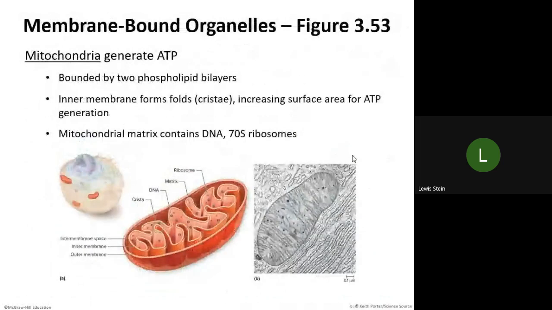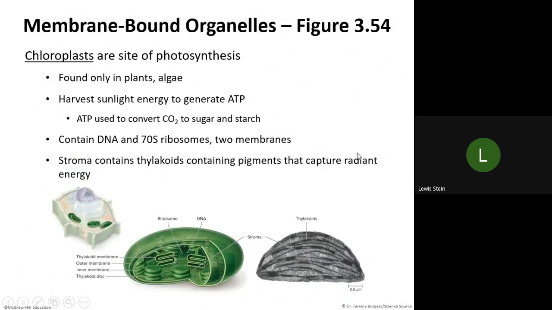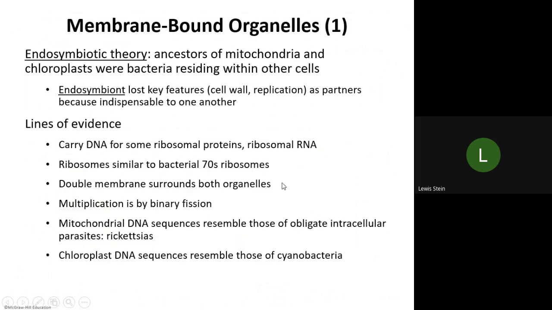9 plus 2. Endosymbiotic. Okay. Circular DNA, ribosomes. Again, endosymbiotic theory, something to review. Same deal here. Cell wall and replication as partners because indispensable to one another. DNA, ribosomal RNA, 70S, double membrane around both, binary fission to replicate.